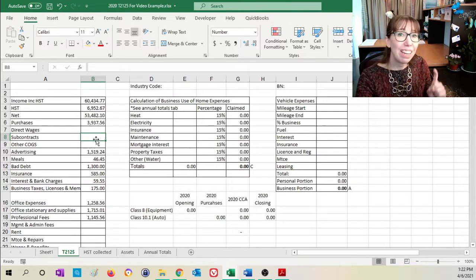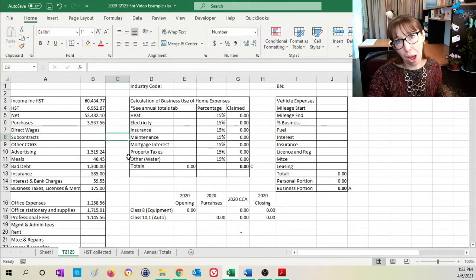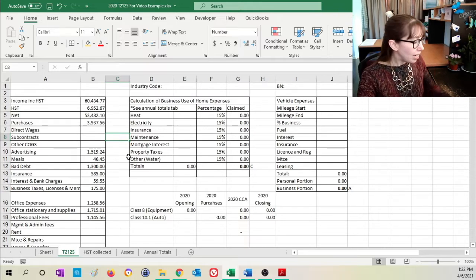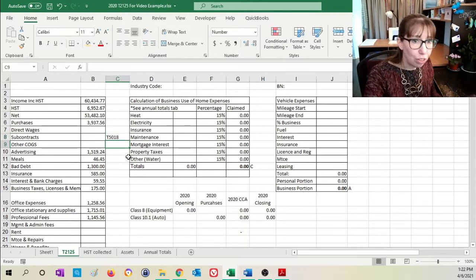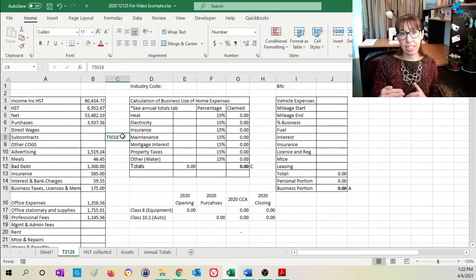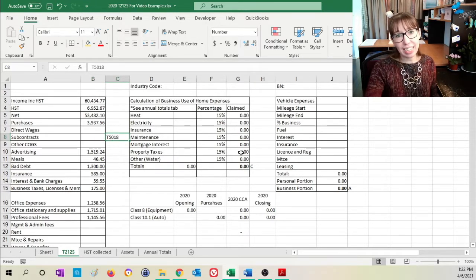Important to note, if you're in the construction industry, you are going to need to do up T5018's, Statement of Contractor Earnings. And I'm going to type that here, T5018, for you to write that down, because the total of all the T5018s that you issue to your subcontractors, that total should match the amount that you've claimed for subcontractor expense on your T2125. Now this T5018, this is not like a T4 or a T4A.